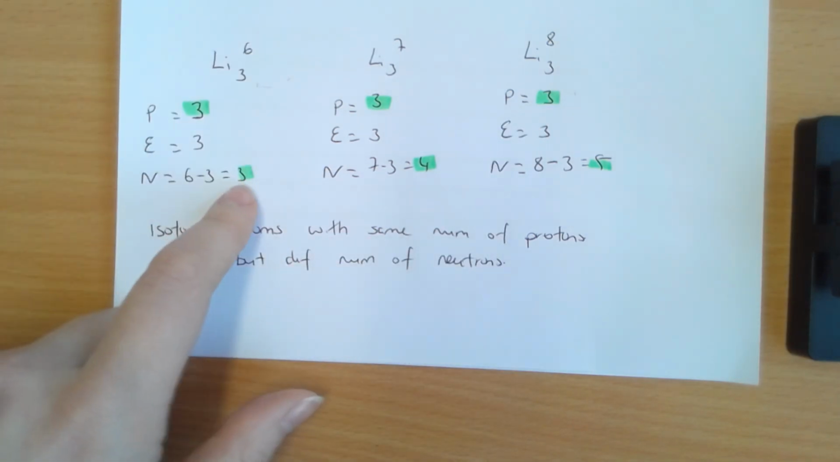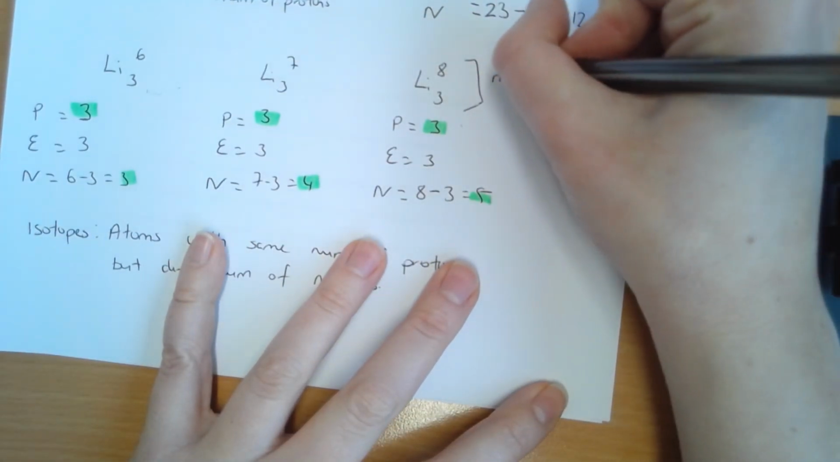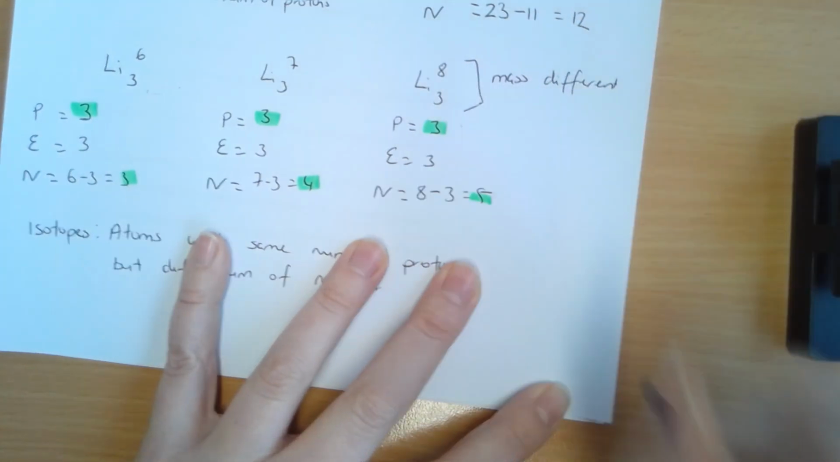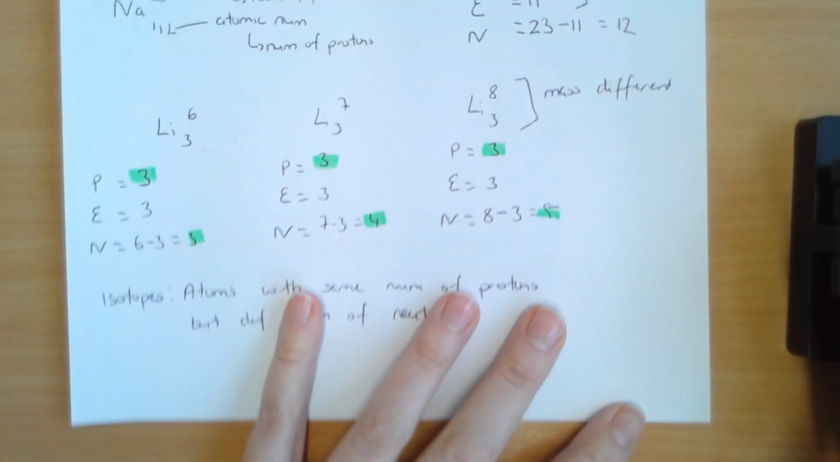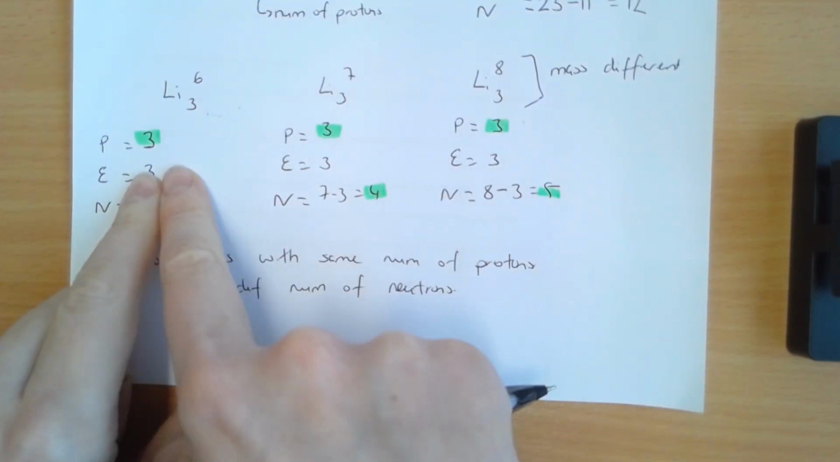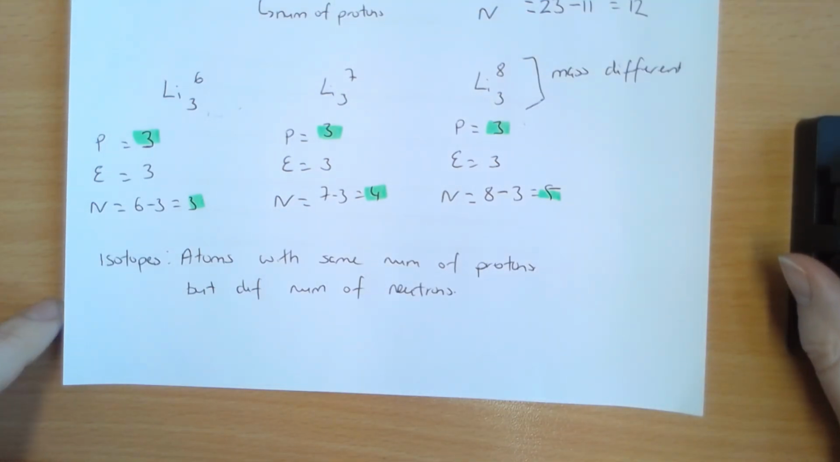All that's changing is the number of neutrons. So if I'm looking at these, they all have different mass. One of them has a mass of 6, one has a mass of 7, and one has a mass of 8. But other than the fact that they have a different mass, they all act in the same way. Because it's the electrons that are involved in chemical reactions, they will carry out the same chemical reactions. It's just their mass that's going to be different.